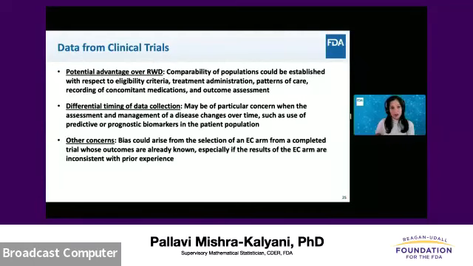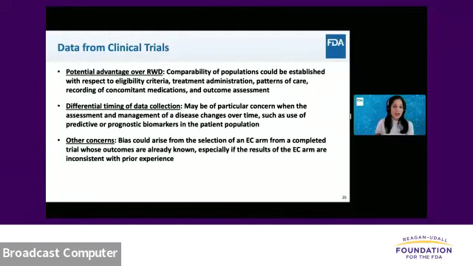So data from clinical trials may have a potential advantage over real-world data in that we may be able to establish comparability of populations with respect to important factors like eligibility criteria, treatment administration, patterns of care, recording of concomitant medications, and outcome assessment. However, most often, clinical trial data that's used for an external control arm comes from previously conducted clinical trials, so there may be a differential timing of data collection. This may be of particular concern when the assessment and management of a disease changes over time, or when there are predictive or prognostic biomarkers in the patient population which have become known over time.